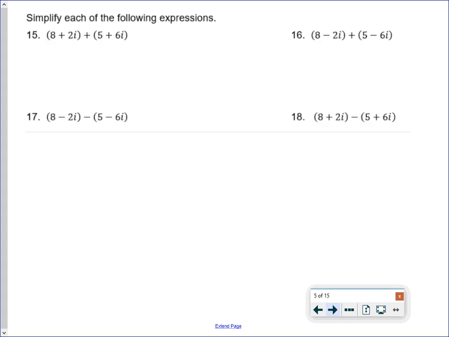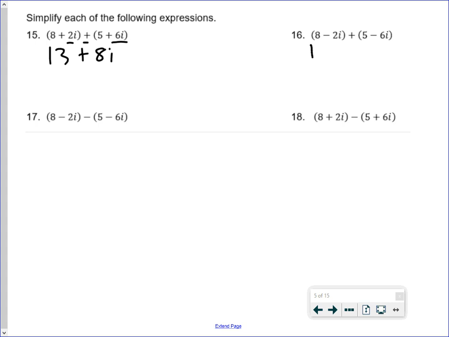Going on, we're asked to simplify each of the following expressions. So on number 15 and 16, we're adding complex numbers. So 8 plus 5 gives you 13, and 2i plus 6i gives us 8i. Okay? And that's where our answer is. Just add like terms. Do not distribute when you're adding. It's only for multiplication. When you're adding or subtracting, all you're doing is combining like terms. That's it.